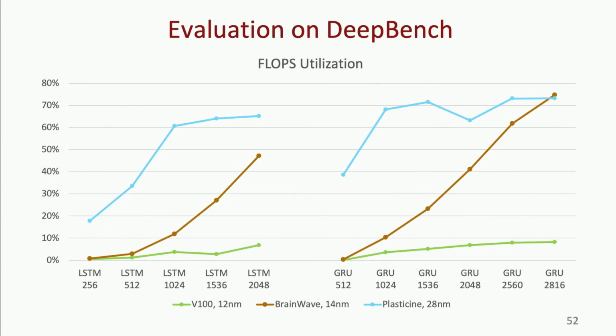We run our evaluation by implementing the RNN kernels from the DeepBench benchmark. We implemented these kernels on Tesla V100 and on the Plasticine CGRA. We collect the performance numbers of Brainwave from their original paper.